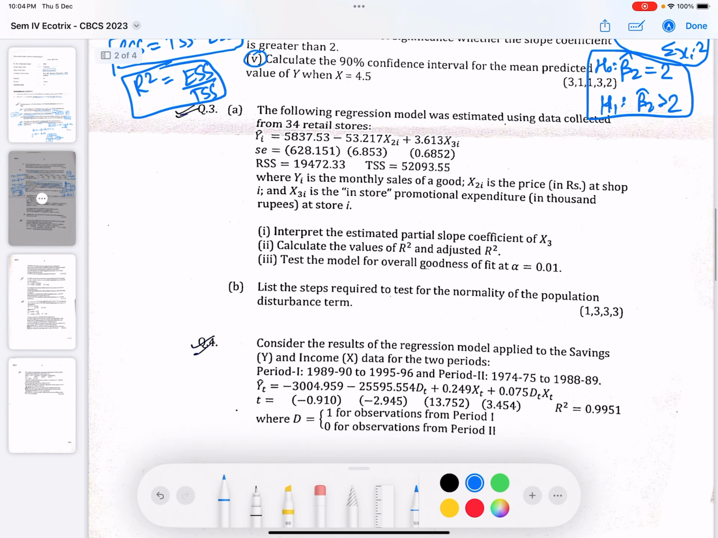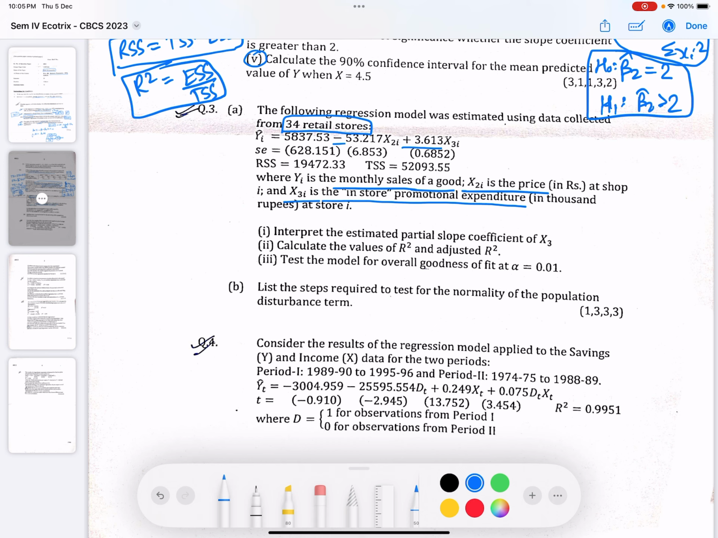Okay. Now moving to question 3, first part. So we have a regression model of data from 34 retail stores, where y is the monthly sales of a good which is dependent on price. So it is expected it would be negatively related to price. And x3 is the in-store promotional expenditure. So higher the expenditure, it is expected higher would be your sales.